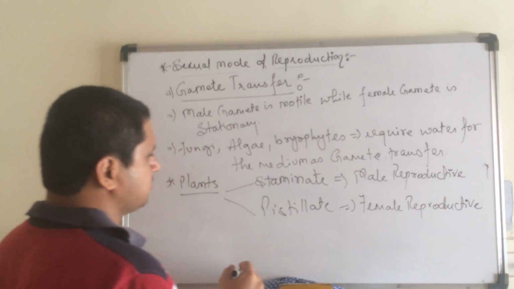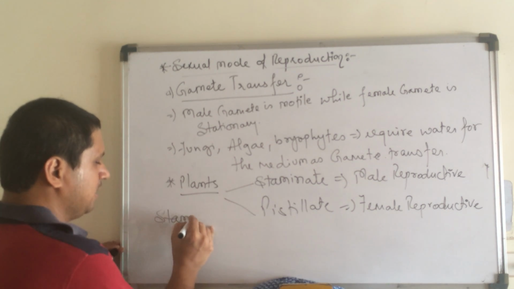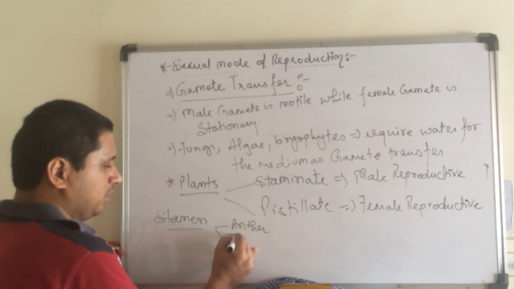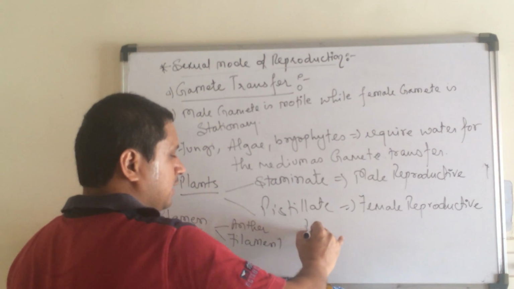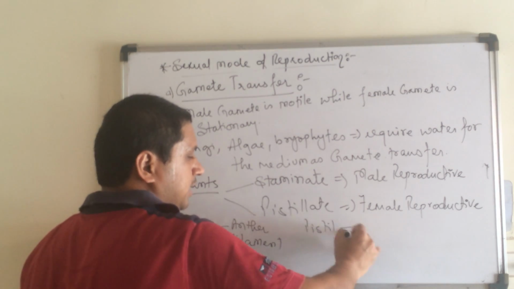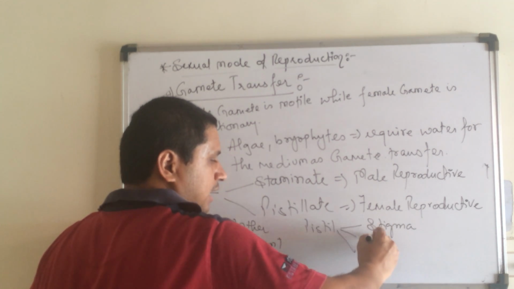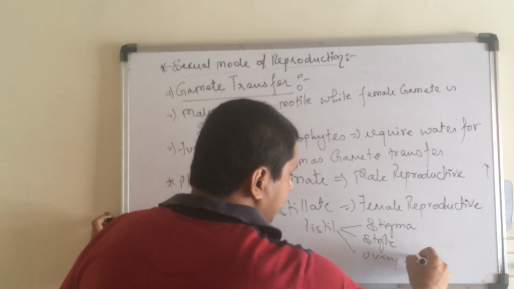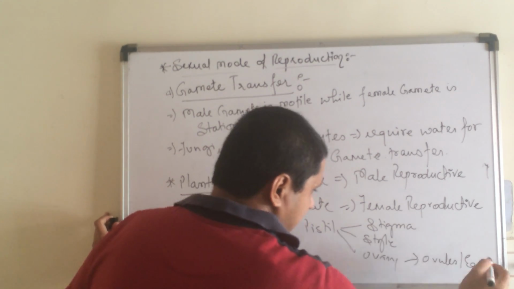Now the male reproductive part, the stamen, consists of the anther and the filament. That is, the stamen constitutes what, class? Anther and the filament. Whereas the pistil contains the stigma, style and the ovary. Ovary contains what, class? Ovules, or the eggs, children, we can say.